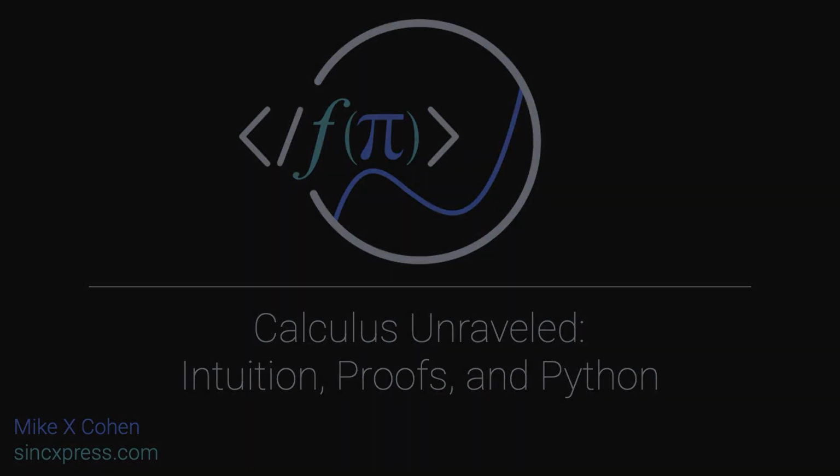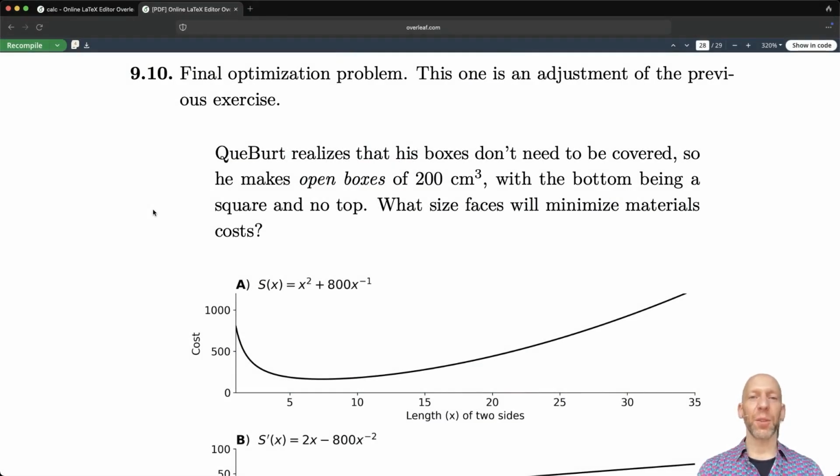Exercise 10 is a direct follow-up to exercise 9. In fact, the problem is the same. Our main character, Cubert, the curious space alien, is also coming back for a reappearance here. And basically, this is just a small modification. So the idea now is that we are redefining the problem because Cubert realizes that his boxes don't need to be covered. So now instead of Cubert's boxes having 6 sides, they will only contain 5 sides, right?